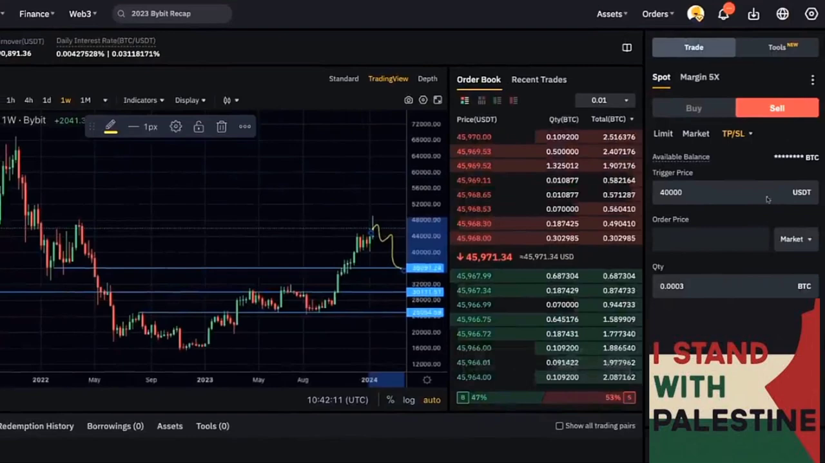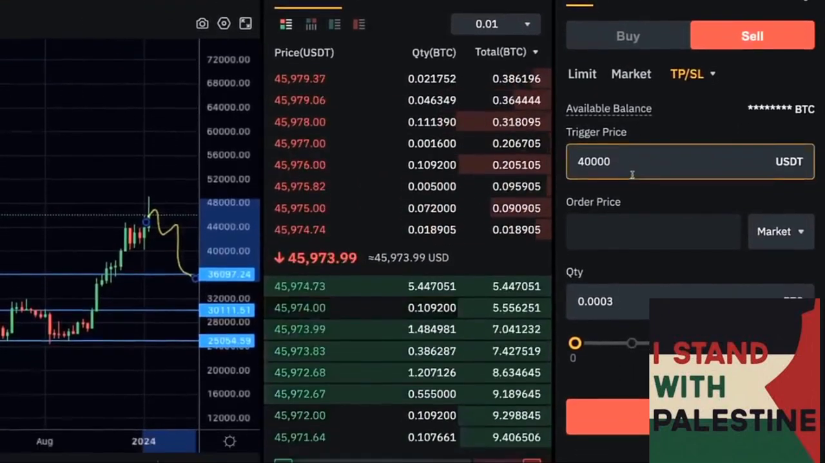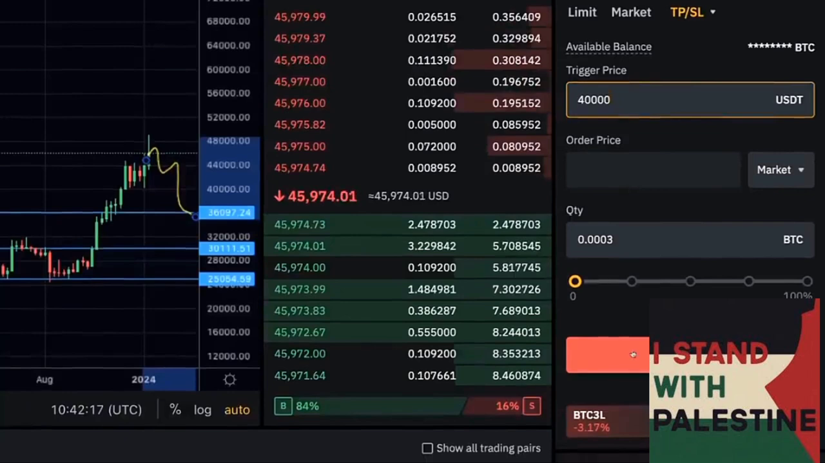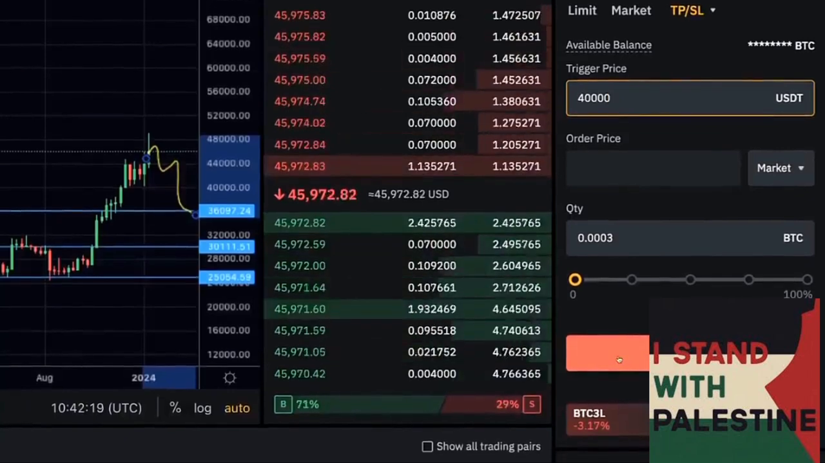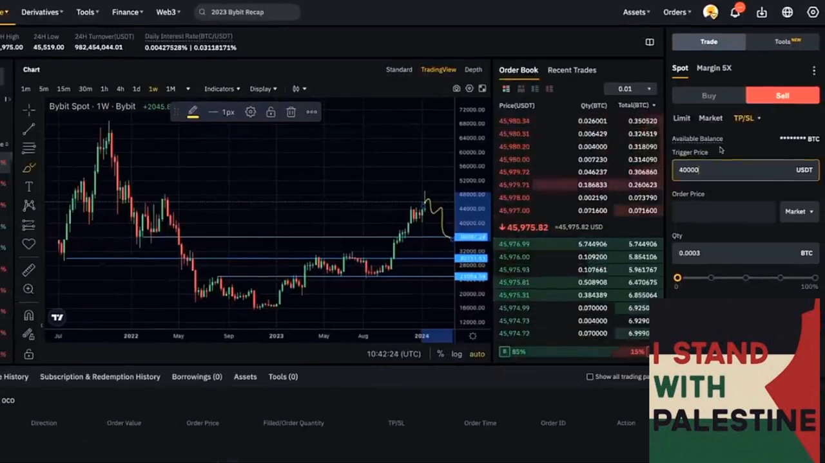You have to give the system a different instruction, which is a trigger. At 40,000, then sell my Bitcoin, sell BTC. Press that here, and that's going to be a working order for you. That will sell at a lower price than it currently is, and that is used as a stop loss. Like I said, that's for more active traders and people that are trading shorter term. But it is something that you can use if you want to.